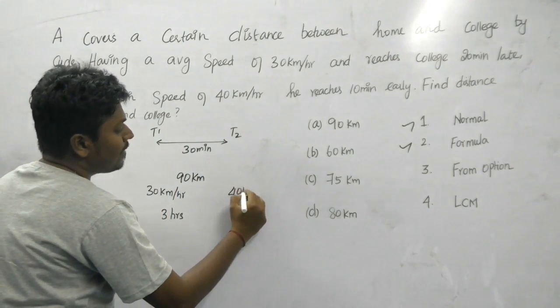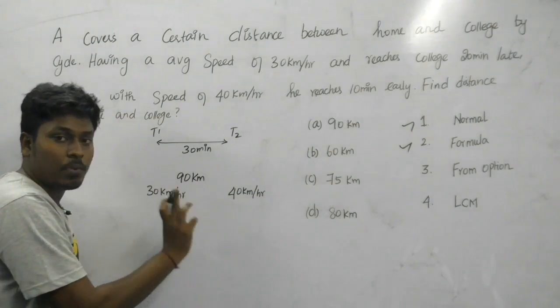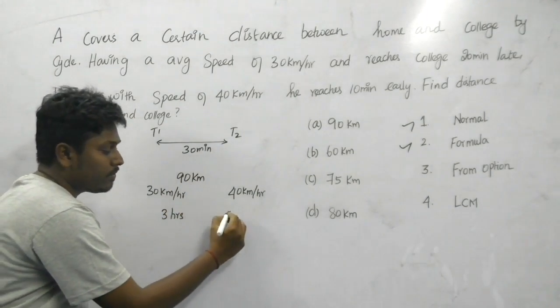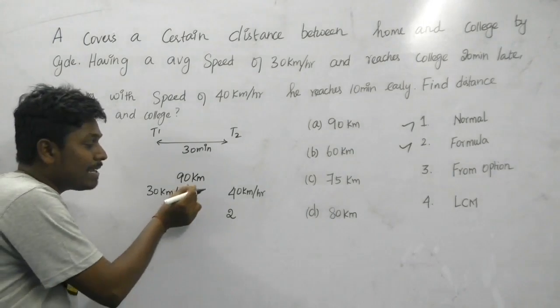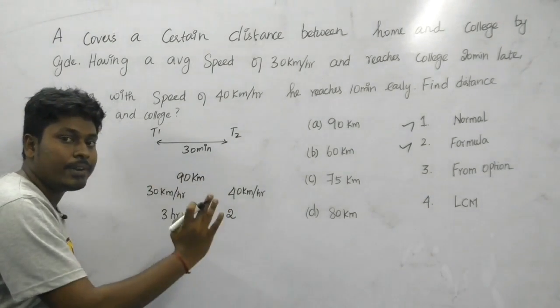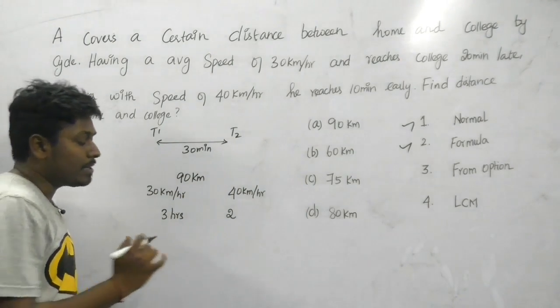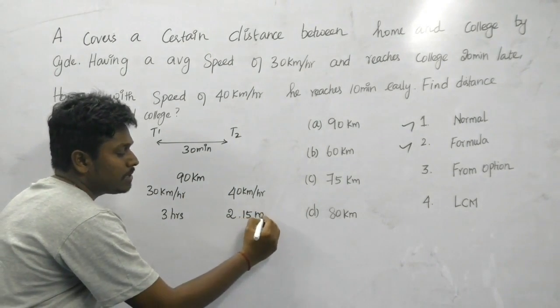So if he travels at 40 kilometers per hour, see carefully here, 40 kilometers for 1 hour, 80 kilometers for 2 hours. Understood? Remaining is 10 kilometers. If he travels 40 kilometers in 1 hour, in half an hour he will travel 20 kilometers. So in 15 minutes he will travel 10 kilometers.